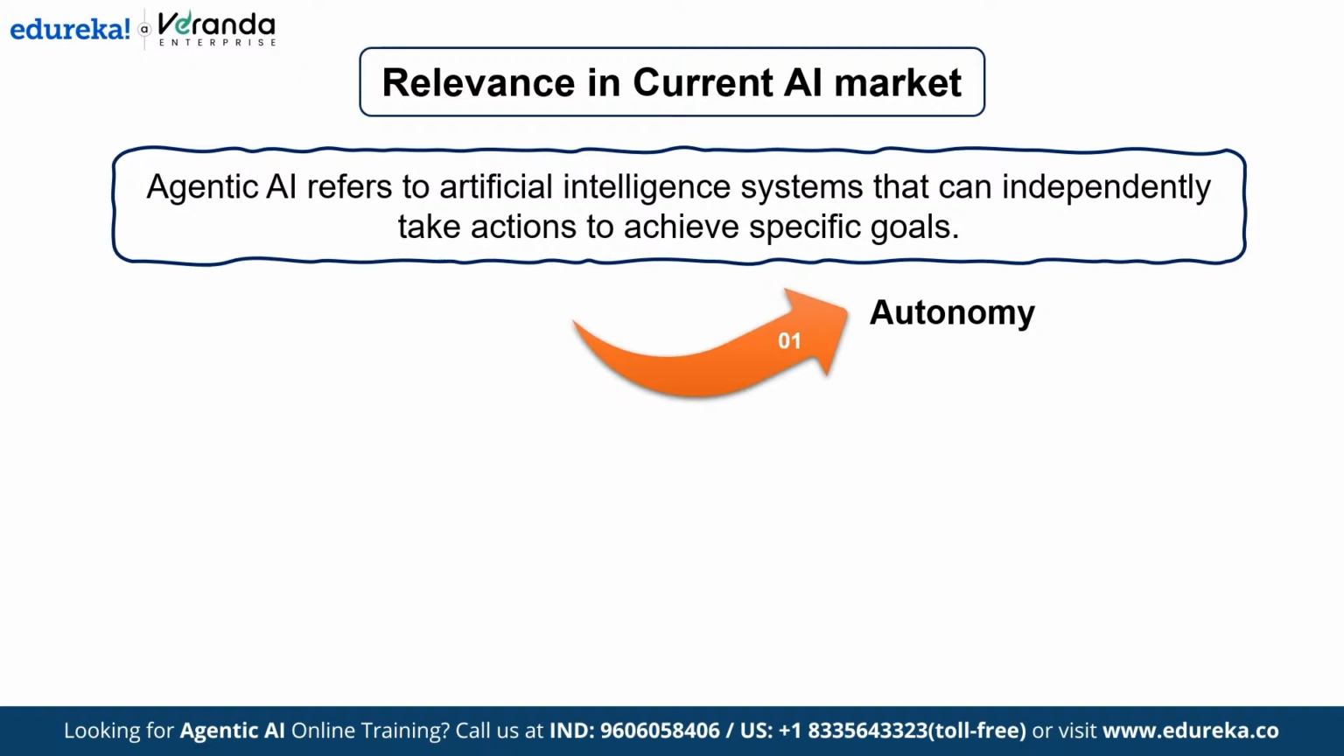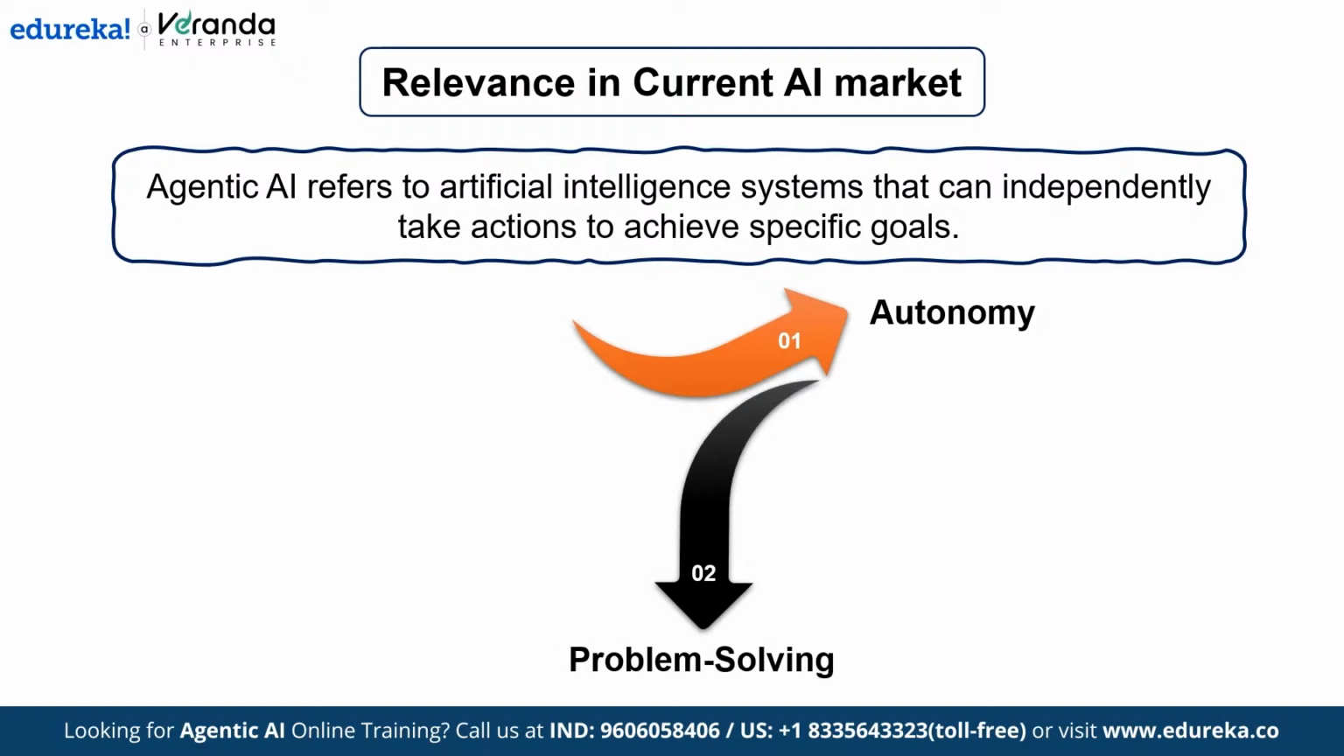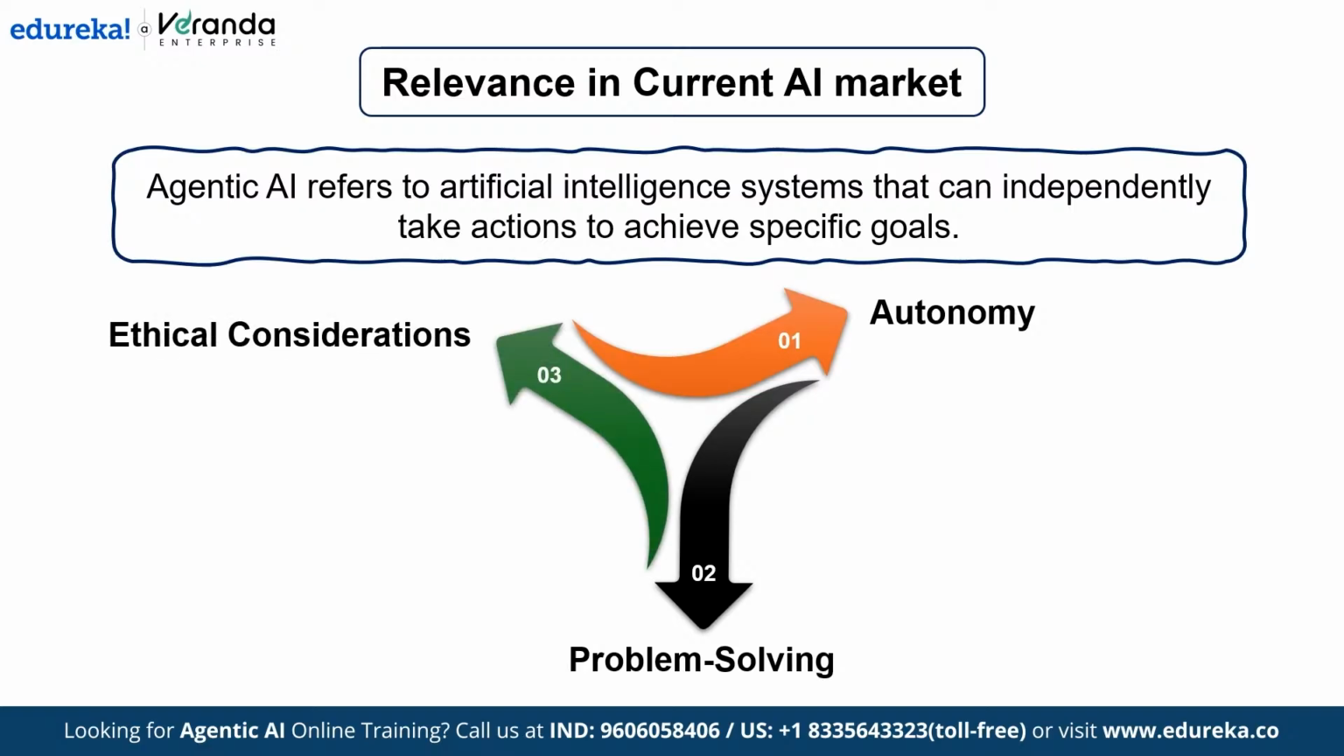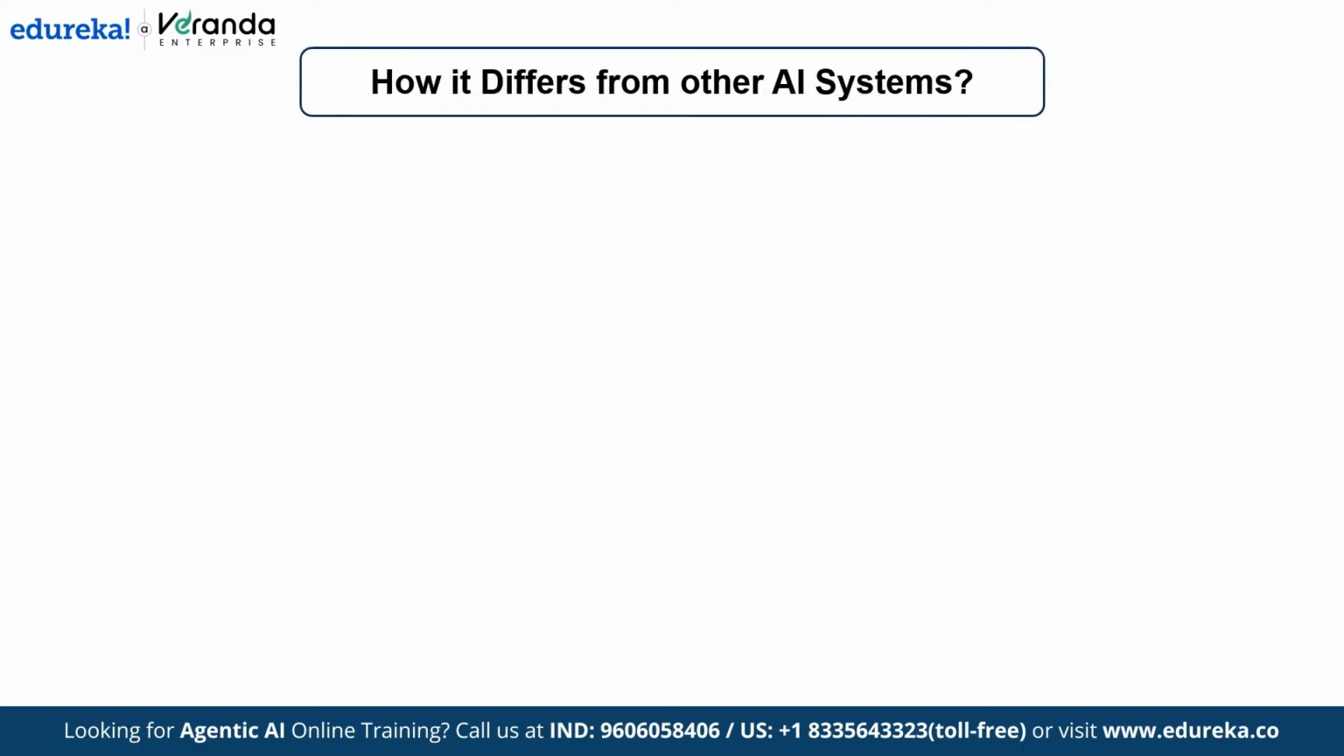This capability is complemented by its advanced problem-solving skills, enabling it to evaluate complex situations, strategize, and respond effectively to challenges. However, the growing adoption of agentic AI also raises important ethical considerations, such as ensuring responsible behavior, minimizing unintended consequences, and maintaining transparency in its decision-making processes. Now that you know about agentic AI, let us discuss how it differs from other AI systems.